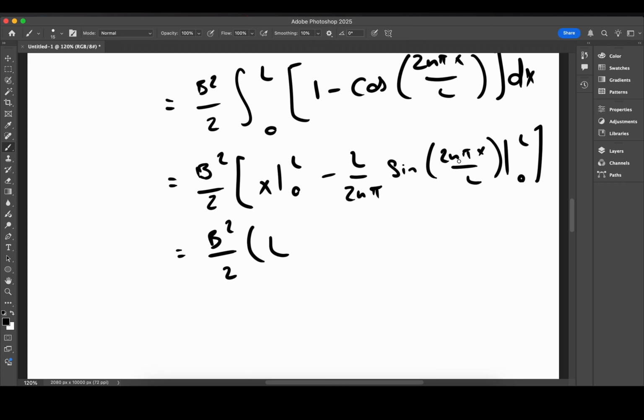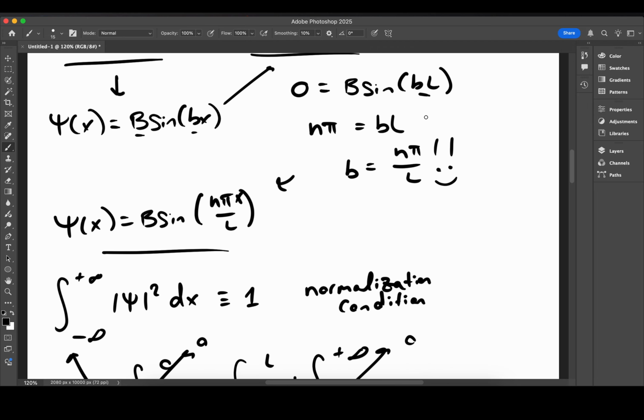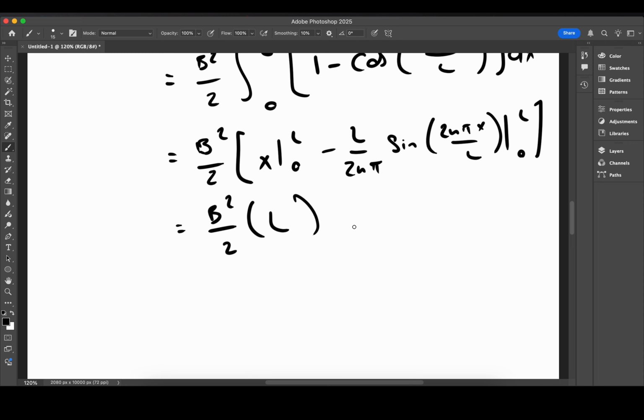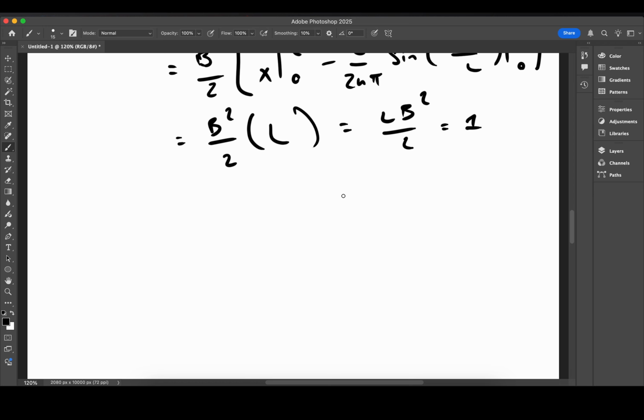Sine, well, this argument evaluated at L is an integral multiple of pi, which we already know that sine of that argument is 0. That's what we used up here. So that also goes to 0. So we're just left with L. And so this is just L b squared over 2. And we know that that is 1 based on our chain of equalities here. Now we can solve for b. And b is nothing other than the square root of 2 over L, if I can write it nicely.